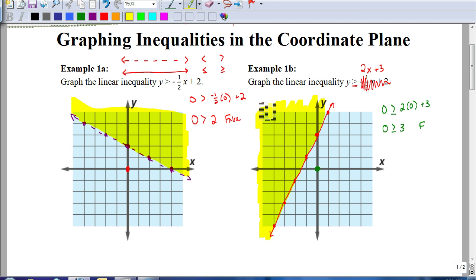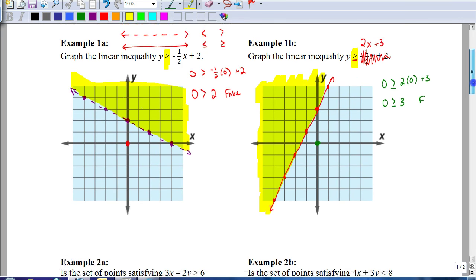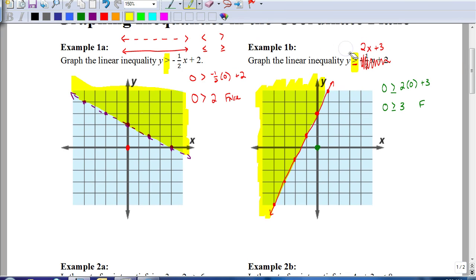So that means we shade the region that does not include 0, 0. Now, people all the time look for shortcuts, and they say, well, wait a minute, here it was greater than, and we shaded above the line. Here it was greater than or equal to, and I shaded above the line. So does it always mean that if it's greater than, I always shade above the line? If it's less than, it's below the line? That is not always the case, so please don't get in the habit of doing that.